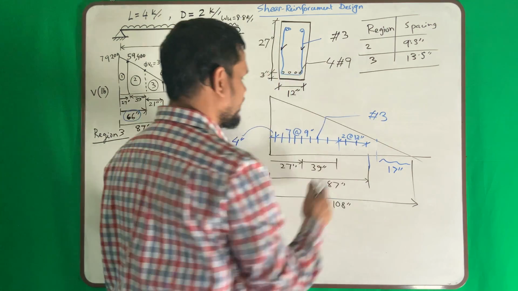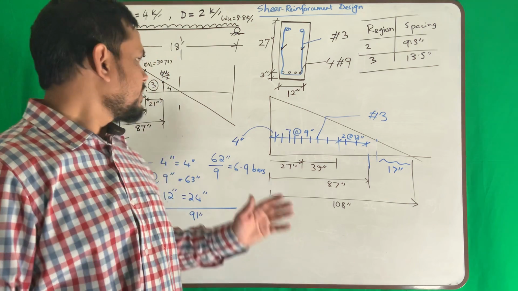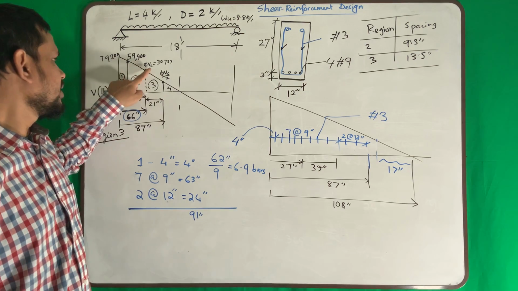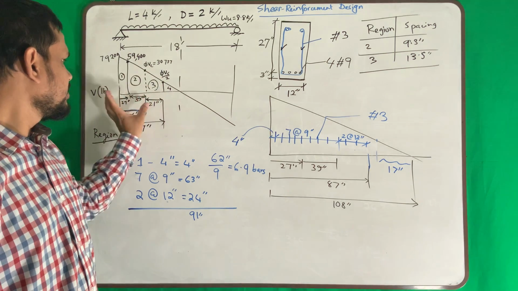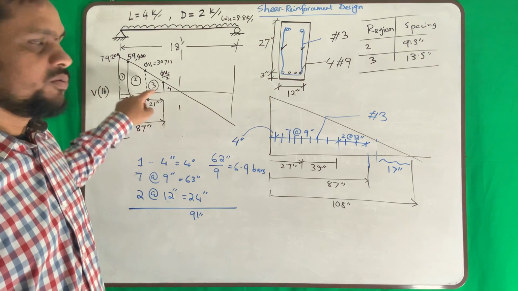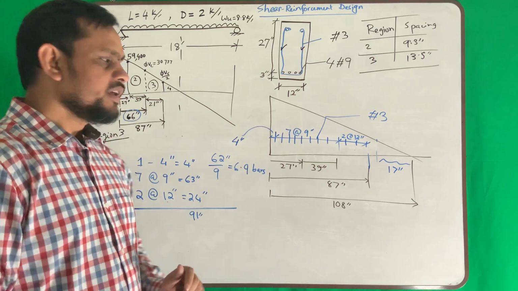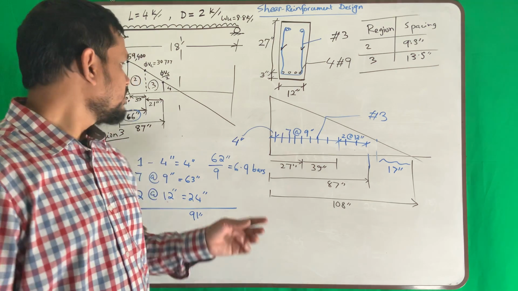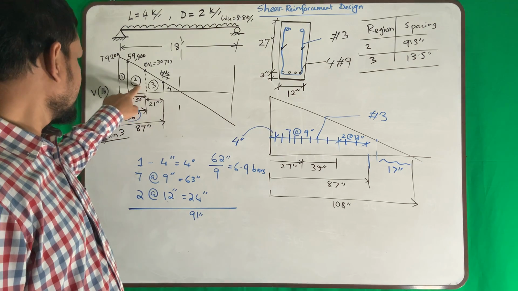3. Okay, so again, if I summarize what to do for shear reinforcement design: first, draw your shear force diagram, locate your Vu, locate phi Vc by 2, calculate the distance. Then go to region number 2, calculate the required spacing, then calculate the maximum spacing. Okay, keep it. Then go to region number 3, calculate the required spacing, calculate the maximum possible. So 3 is done. 4 you do not need. 1, whatever you will get, 2 you will copy paste.